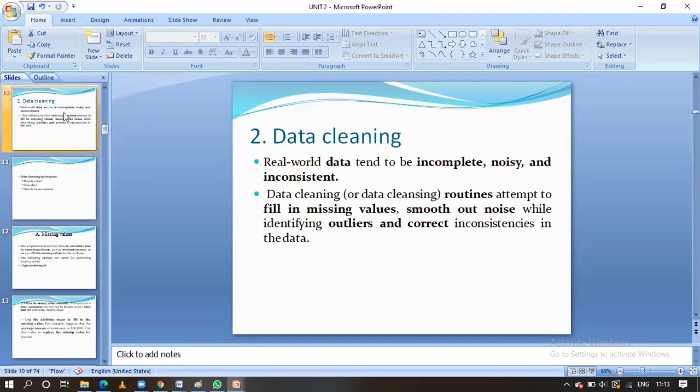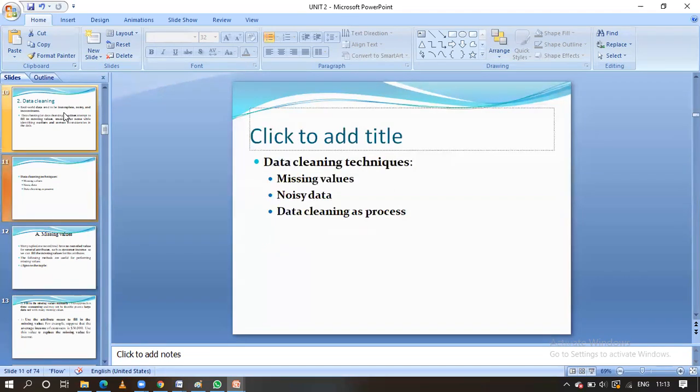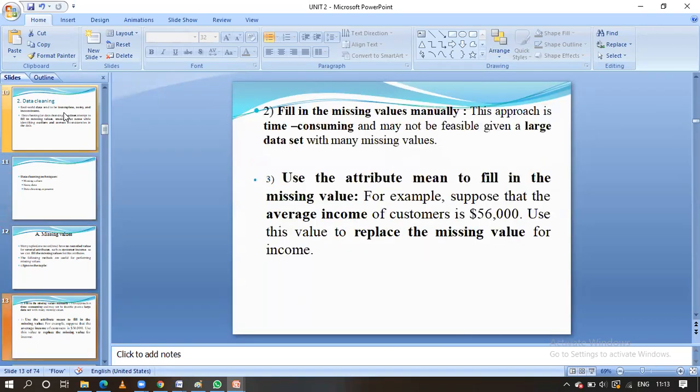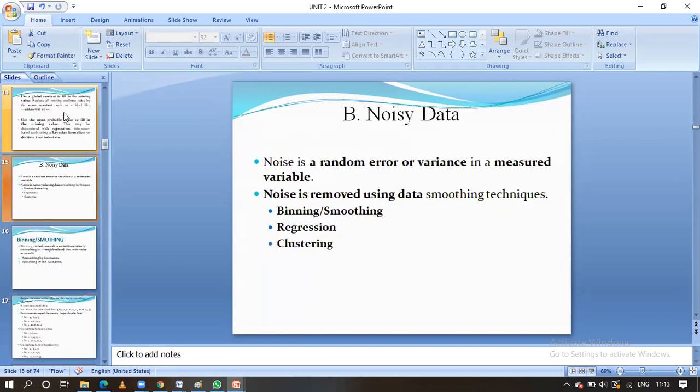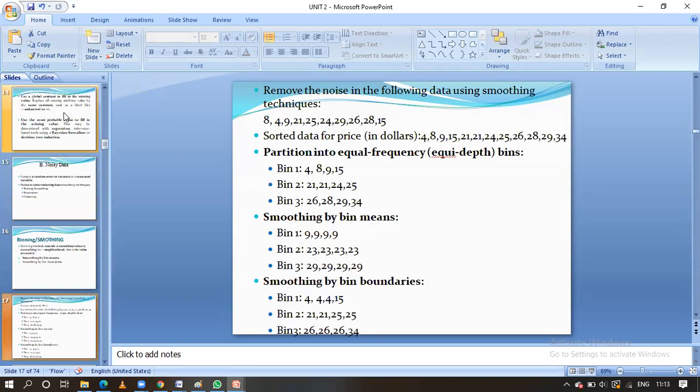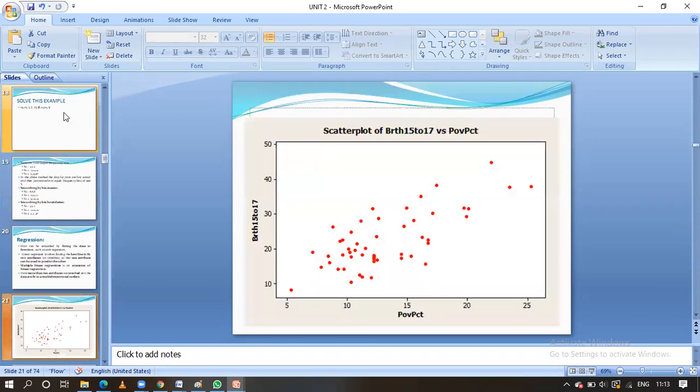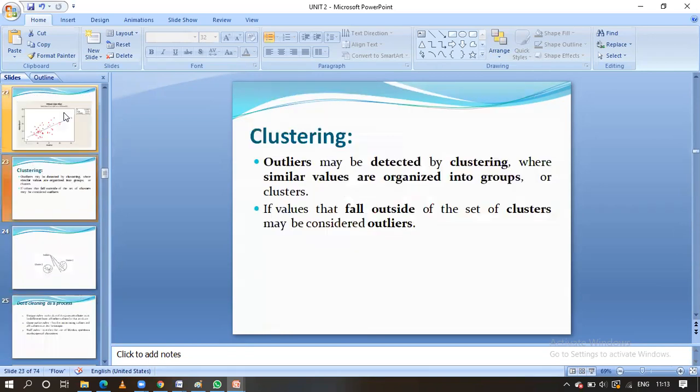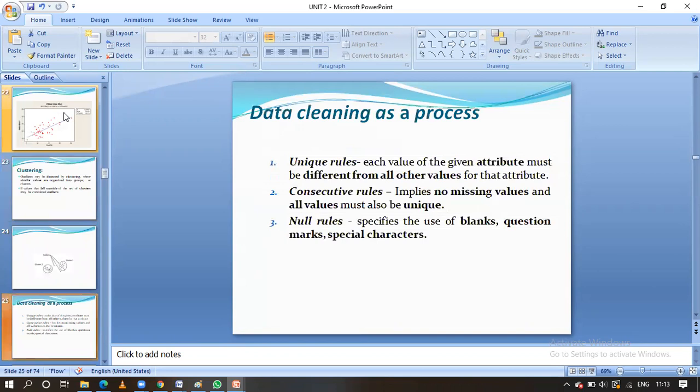Also, what is noisy data? Means incomplete, noisy and inconsistent data. What are the techniques for the cleaning? Missing values, noisy data, data cleaning. Already we have discussed this, right? Missing values means ignoring the tuples. Next one is noisy data, means binning, regression, clustering. We already discussed this. And the final one is data cleaning as a process.